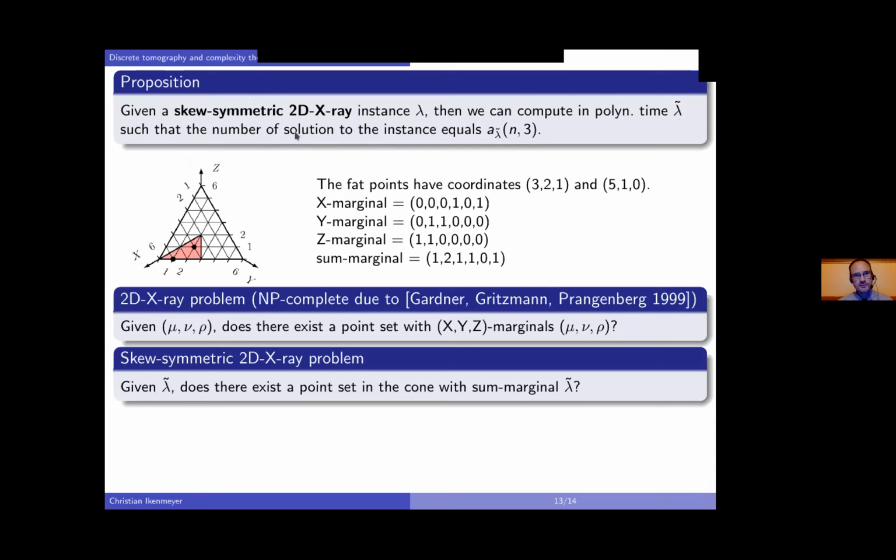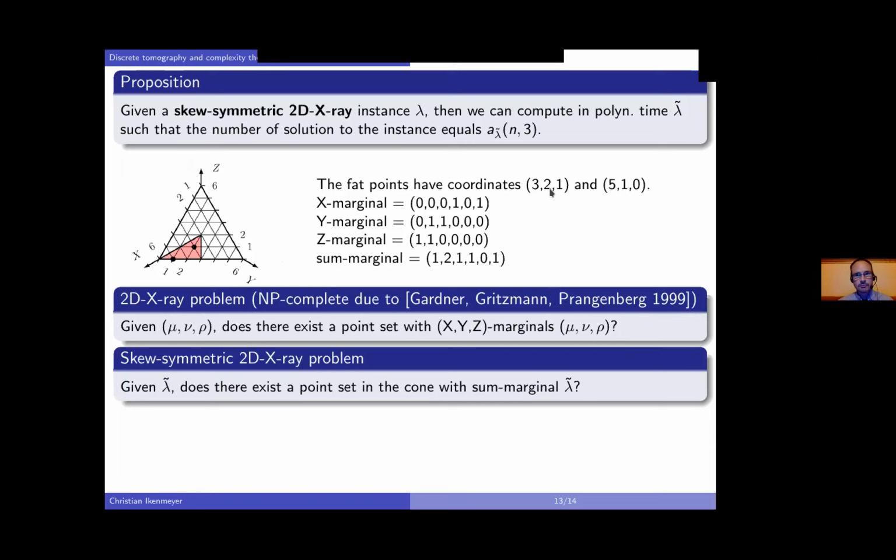So you can prove such a proposition, and these problems are just a very natural problem. So you have a triangular grid, and you want to have specific marginals. Here is, for example, let me explain this. There's 2 fat points here. And this is the triangular grid. There's X, there's Y, there's Z.